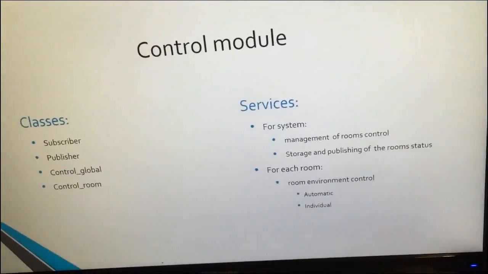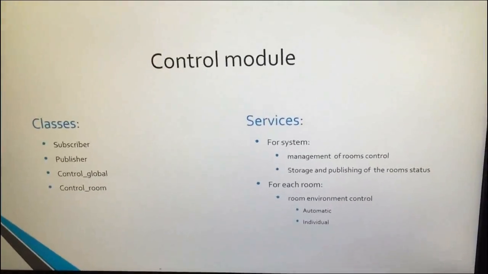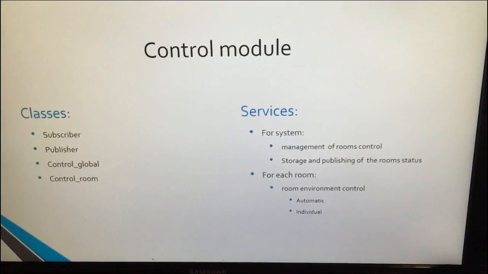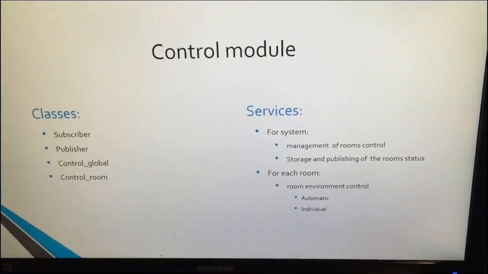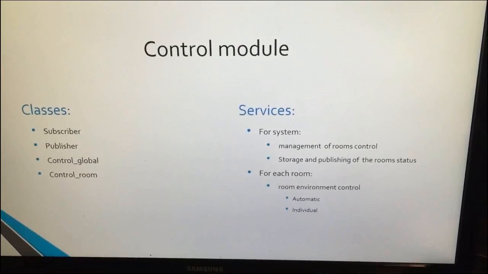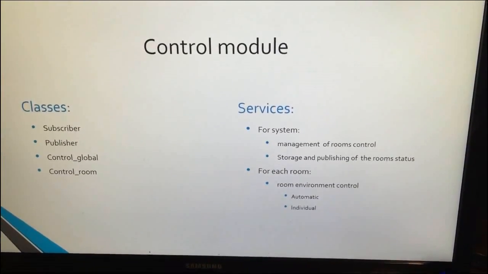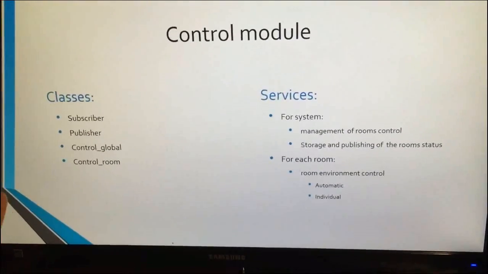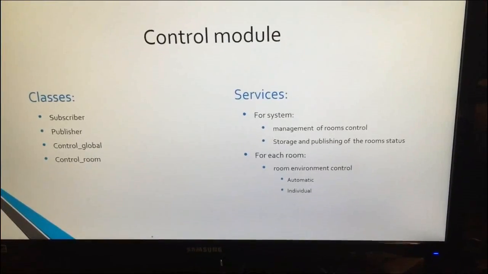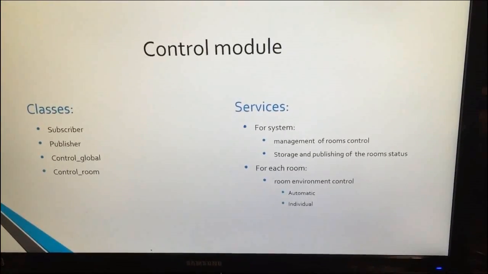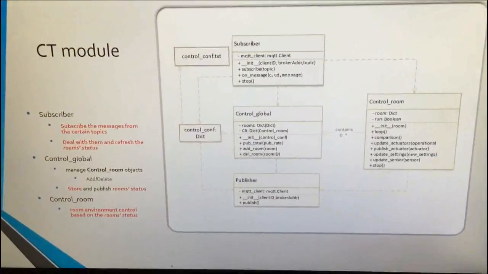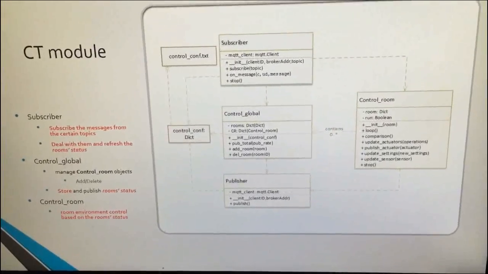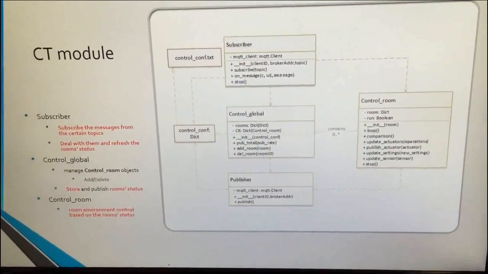The control module is the most important part in our system. It has 4 classes: the subscriber, the publisher, which are always the most important, and the control global and control room. The control global and the control room I will introduce in detail in the next pages. Here's the UML graph. Just skip it.